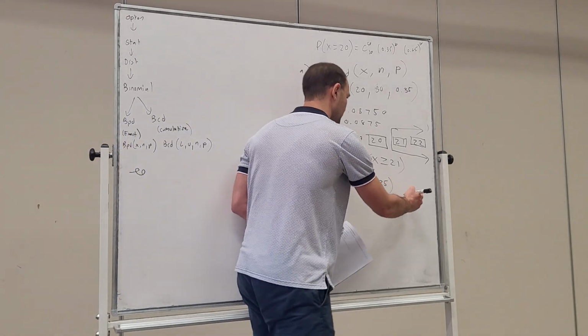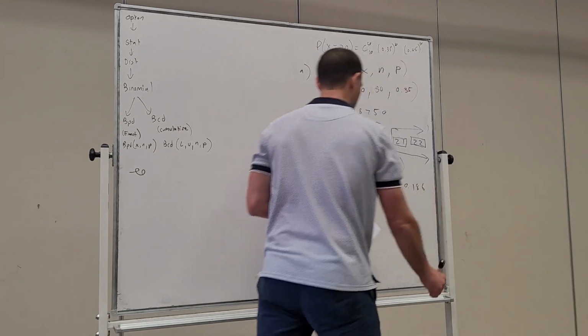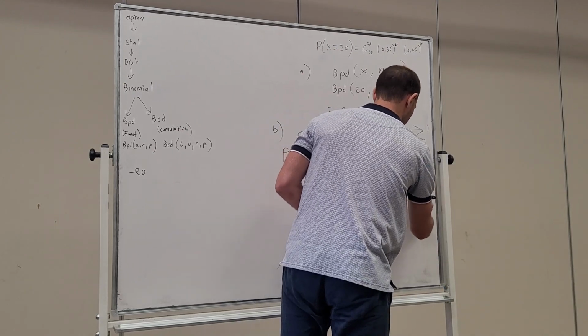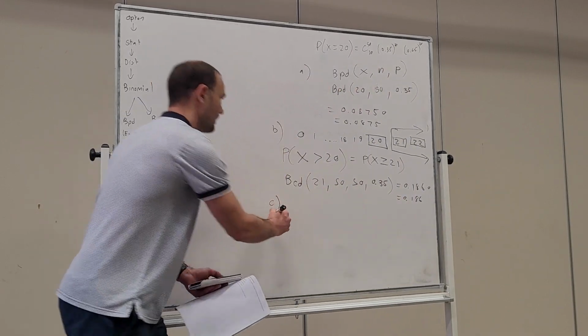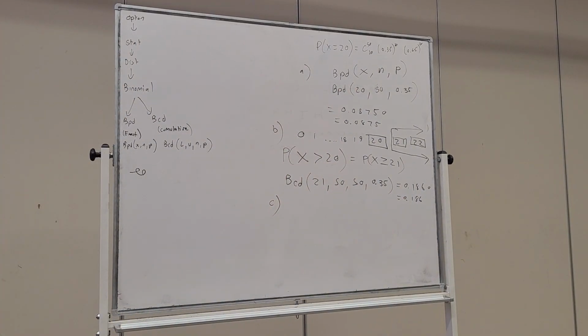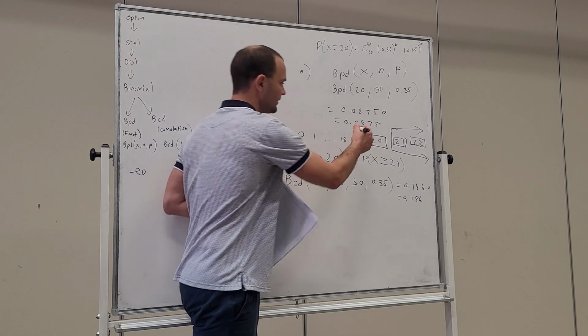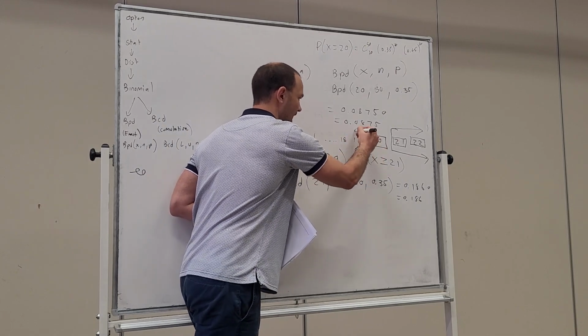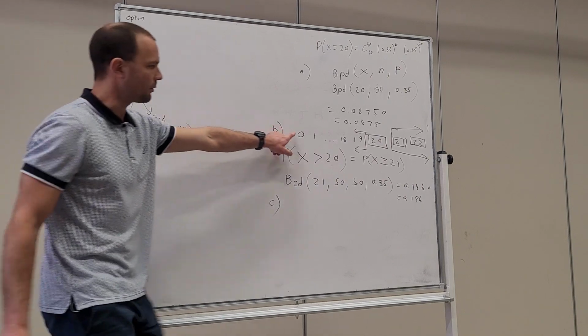Okay, we've got 0.186. 0.186. Very good. That's part B. All right, part C. Part C says, how about less than 20 apples being rotten? If we're talking about less than 20, under 20, we're talking about all the way down to 0 apples, isn't it?